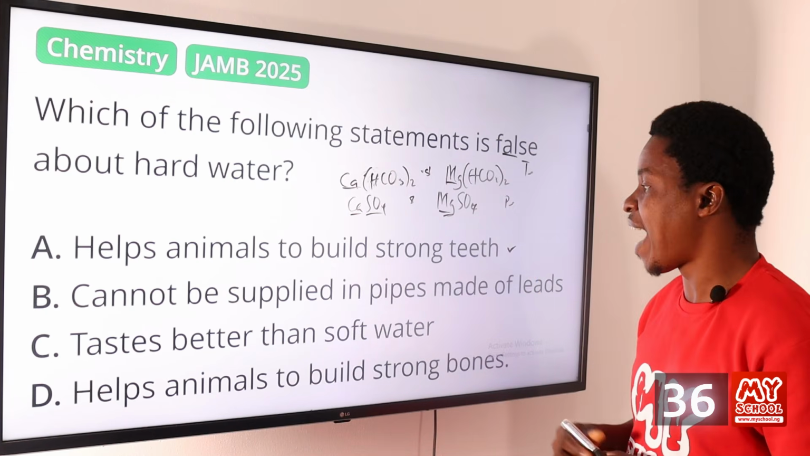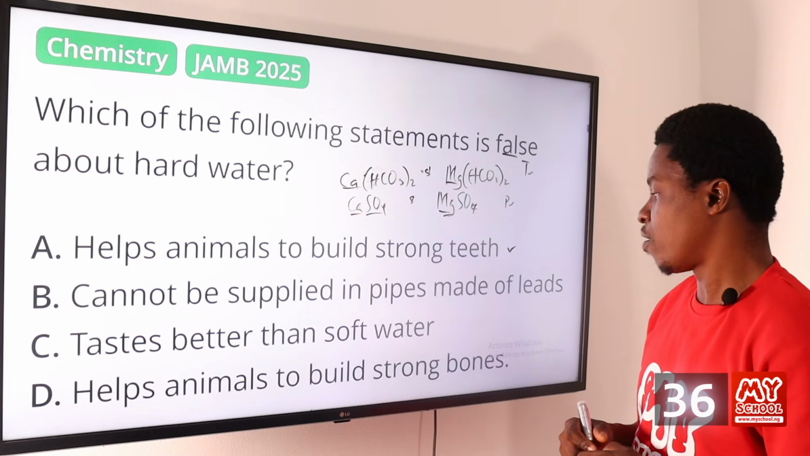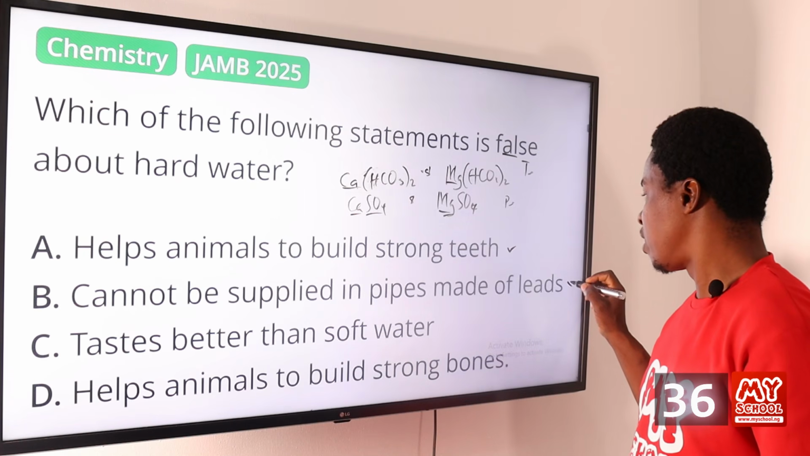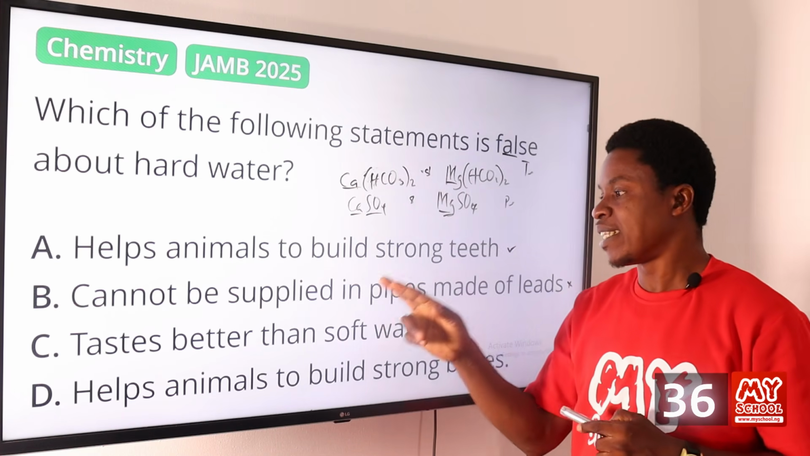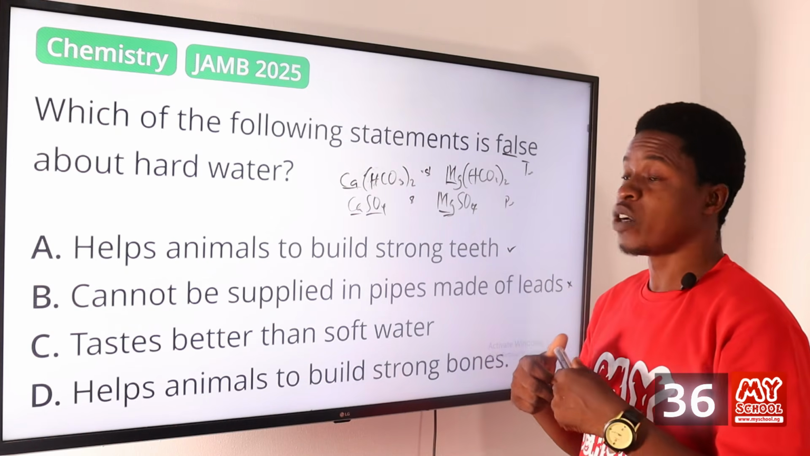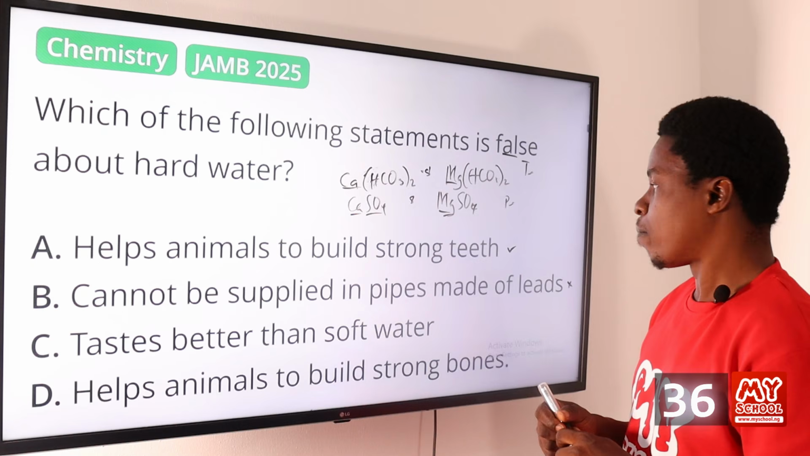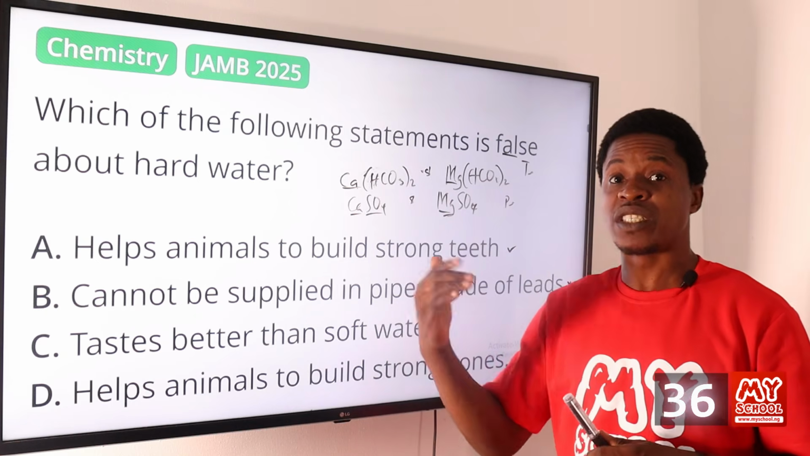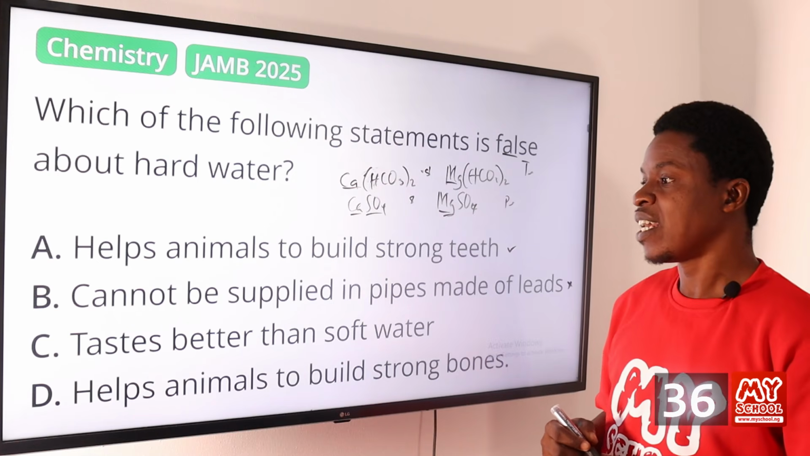Option B says cannot be supplied in pipes made of lead. When I say it is correct, it means the statement is false, because it is the soft water that cannot be supplied in lead pipes. Soft water supplied in lead pipes can cause lead poisoning. Hard water can be supplied in them to avoid lead poisoning. So when you say it cannot, that statement is what is actually false. Option C says tastes better than salt water.